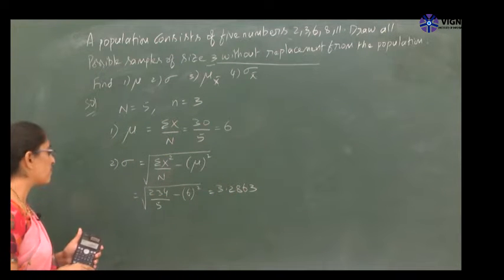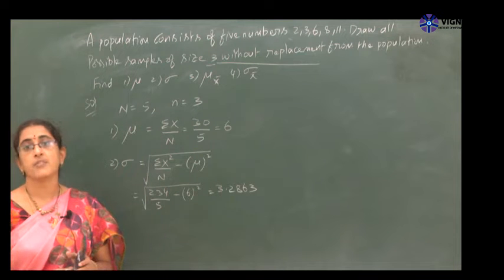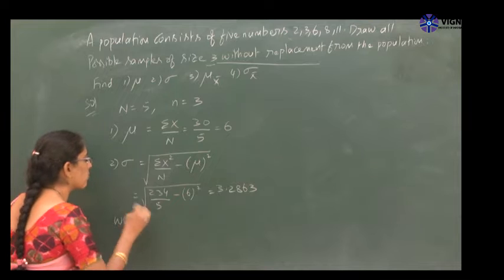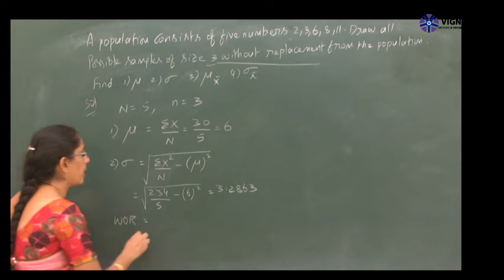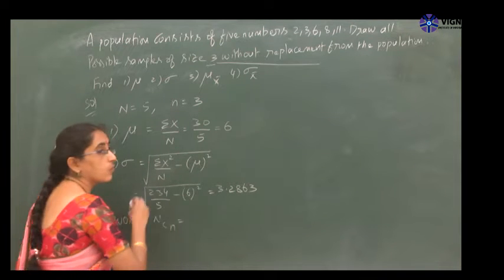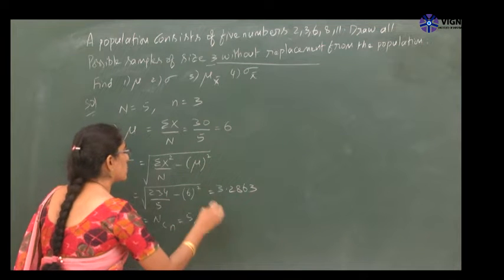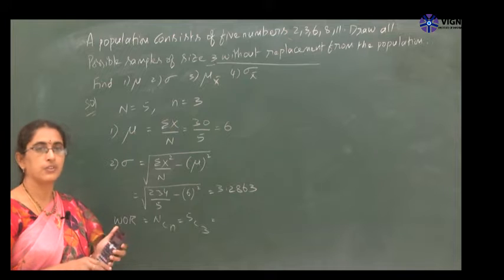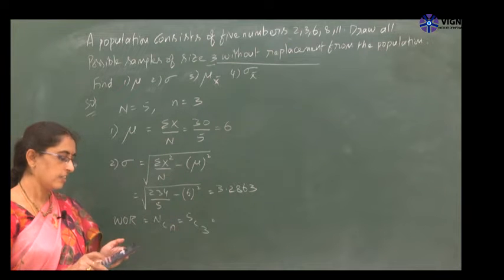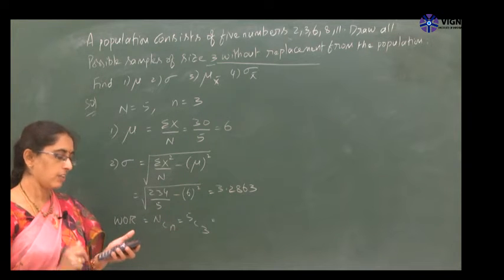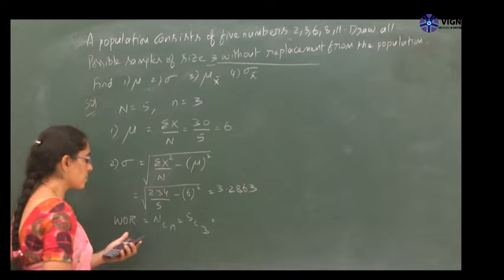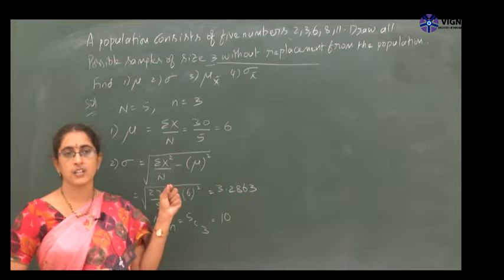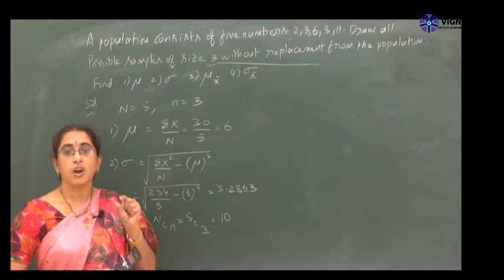Now next we have to consider the possible samples of size 3 without replacement. WOR is called without replacement. The formula is given by N C n, so here 5C3. You can compute 5C3 using CALC. Give the value 5, use nCr as shift divided, then C will display, give the value 3 and equal to, so it is 10. So 5C3 is 10. That means we have to consider 10 samples of size 3 from the population without replacement.